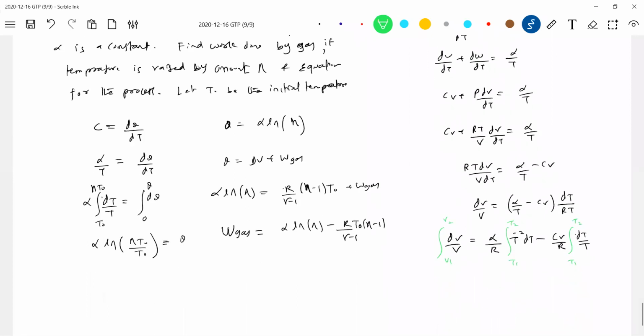So the equation for the process will be P V to the power alpha e to the power minus alpha by gamma minus 1 equal to constant. Now what is P? You can replace the temperature by using the ideal gas equation.